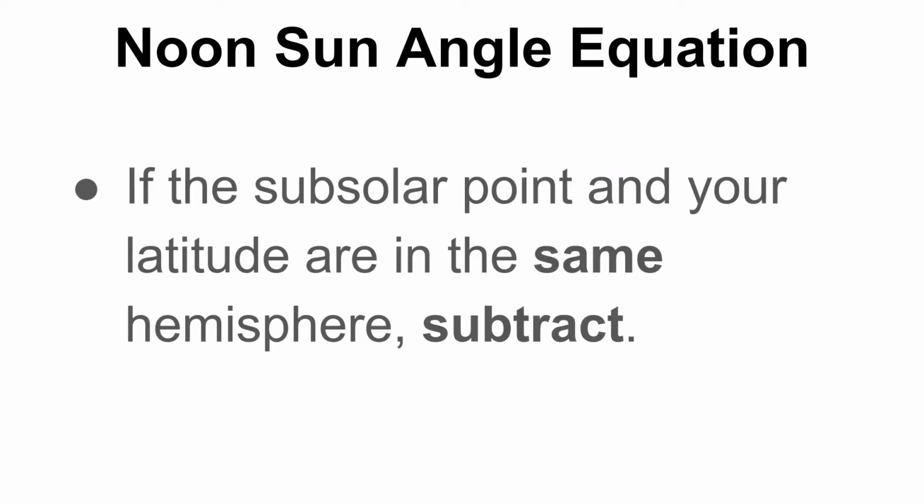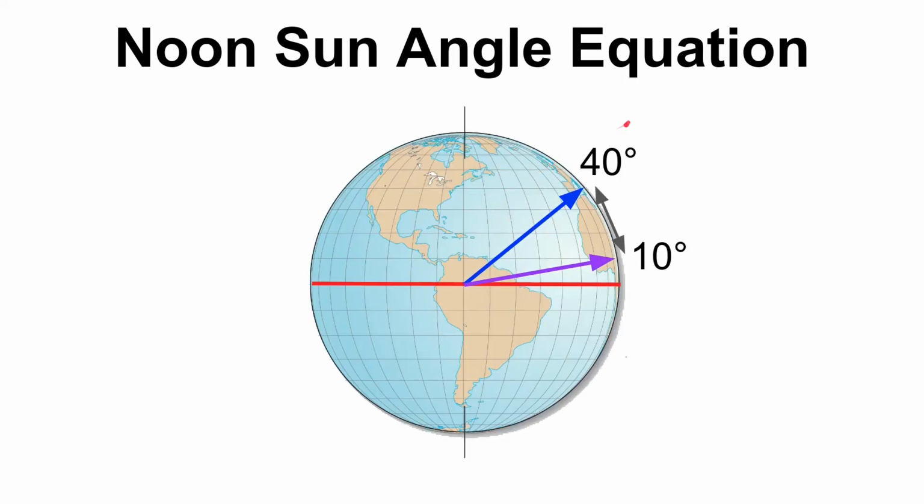So if the subsolar point and your latitude are in the same hemisphere, you're going to subtract. So here we have 40 degrees north, 10 degrees north. The difference between them is going to be a 30-degree angle, so you subtract the 10 from the 40. They're in the same hemisphere, so you subtract. In fact, I would probably remember it that way. Same, subtract. Because I have a small brain and it makes it easier to remember. Equinox, equator. Summer solstice, same, subtract.